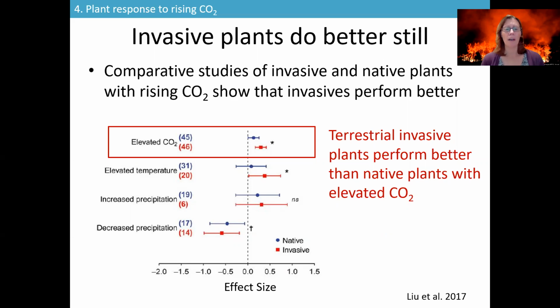So in this top graph, again, this is that Liu meta-analysis. We talked about the temperature before. Basically, what you're seeing is that both native and invasive plants are doing better in terms of their performance. They're to the right of the zero line when you add CO2, but the little star says there's a significant difference between the invasive in red and the native in blue. So native plants are doing well, invasive plants doing even better. And so the implications are that as invasive plants do even better, they can outcompete those native plants, even if the native plants also have an advantage.